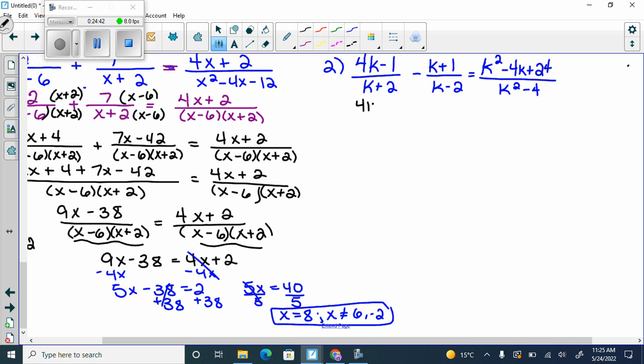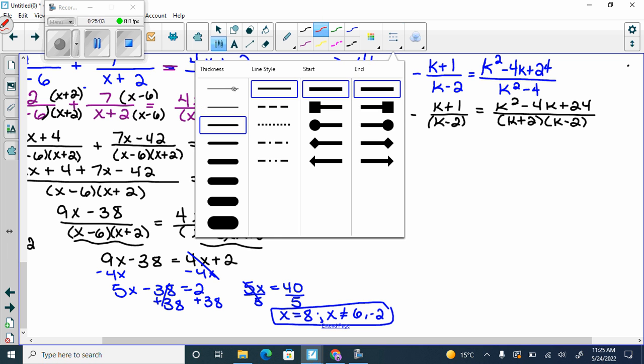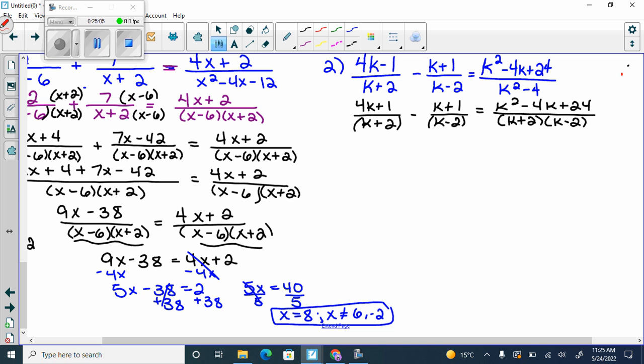So this stays the same, 4k plus 1 over k plus 2, minus k plus 1 over k minus 2, equals k squared minus 4k plus 24 over k plus 2, k minus 2. That's the difference of squares. So the first one and the second one are missing stuff. This one's missing k minus 2, and this is missing k plus 2.